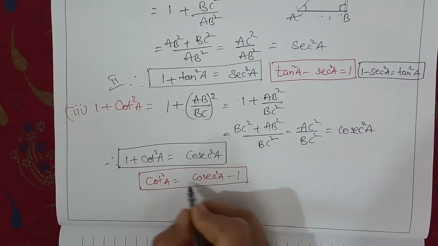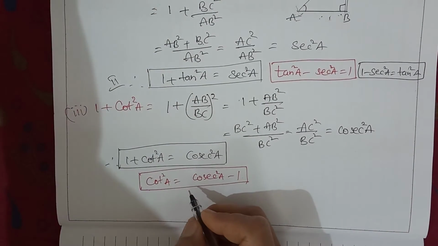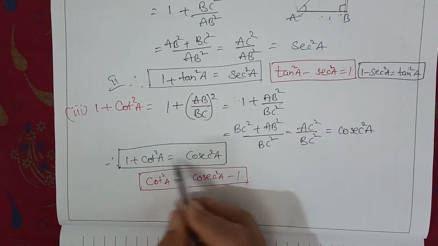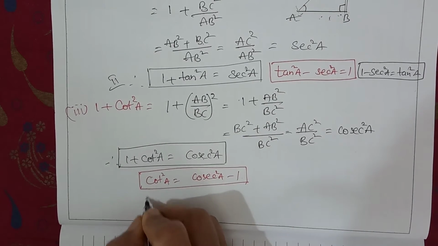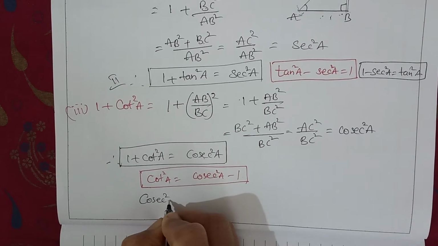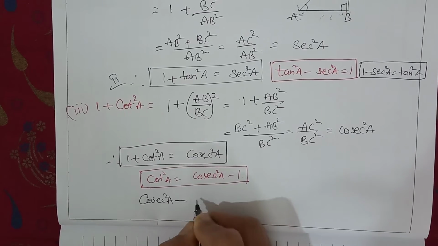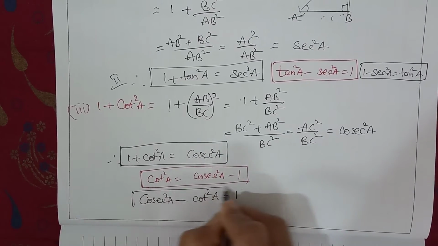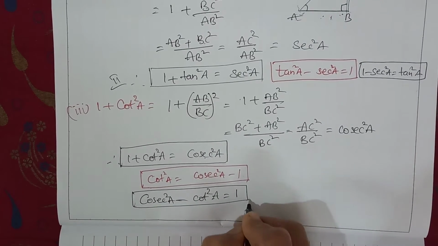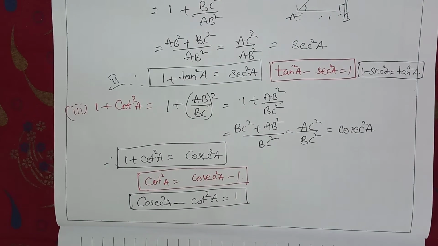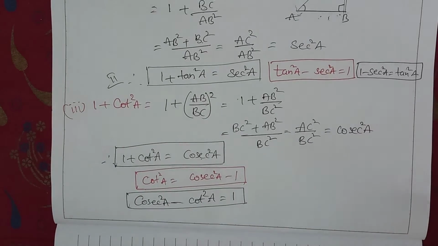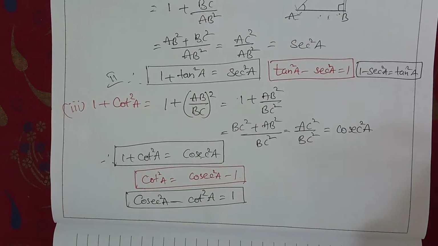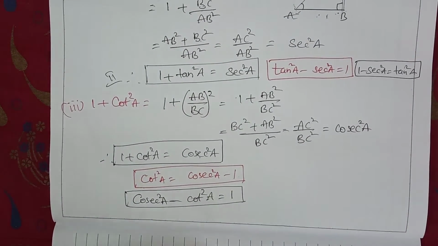Yes. Next, one more is what, children, here? 1 plus cot square A is equal to cosec square A. Cosec square A minus cot square A is equal to 1. So all these, how many? Altogether there are 9. These are very important results, children. By using these also we can solve the problems.